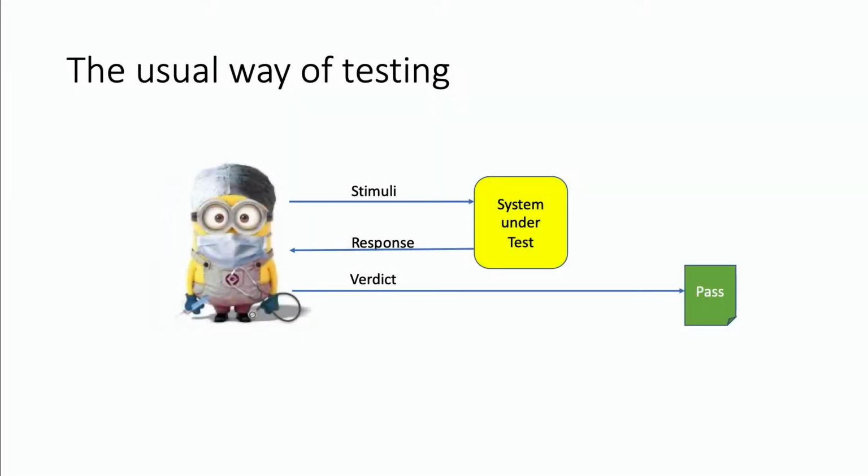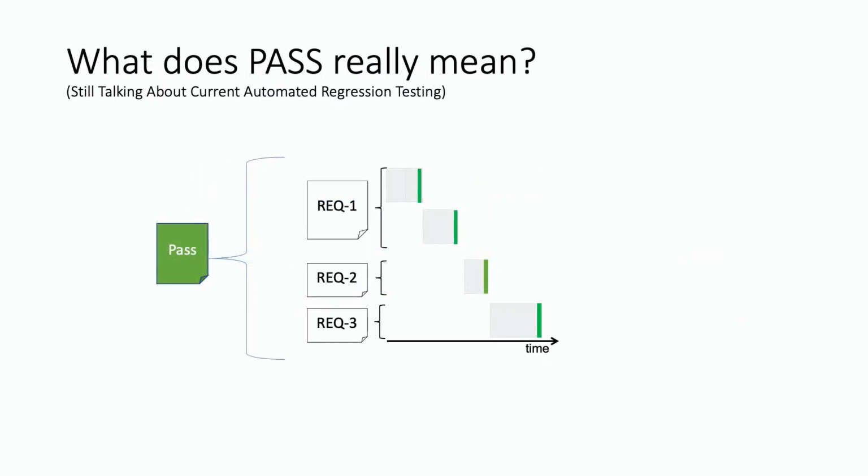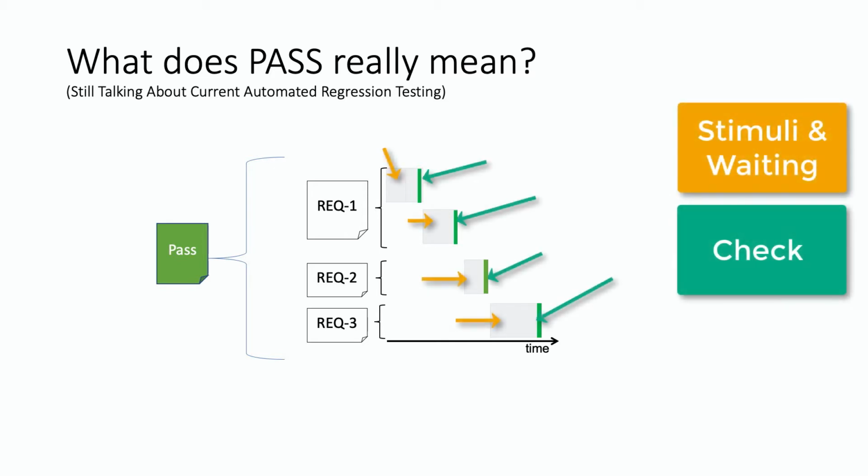So why do we need another tool for testing? Well, the usual way of testing is described in this figure. Typically, we have a set of stimulus that we put to the system under test. We wait for a response and we check once that the requirements are met. Based on this, we create a verdict if it's pass or fail or if we couldn't run the test at all. And as you can see, we only check each requirement once.